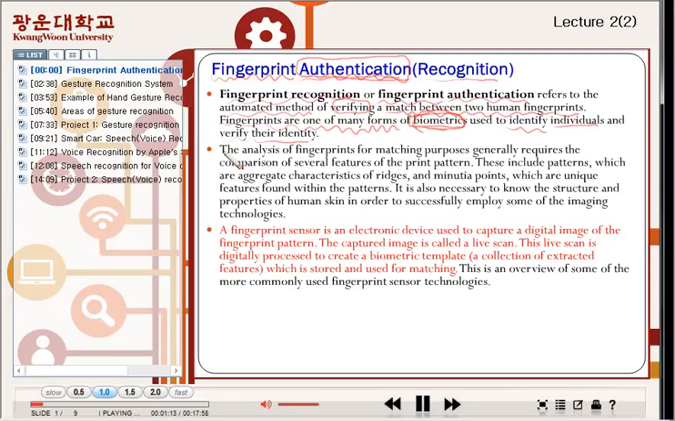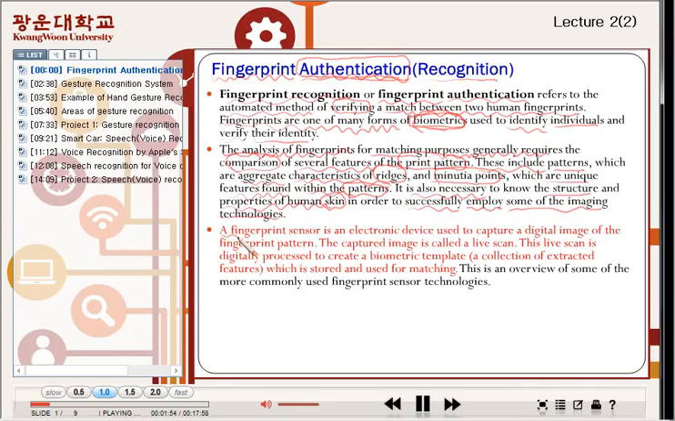The analysis of fingerprints for matching purposes generally requires the comparison of several features of the print pattern. These include patterns, which are aggregate characteristics of ridges, and minutiae points, which are unique features found within the patterns. It is also necessary to know the structure and properties of human skin in order to successfully employ some of the imaging technologies.